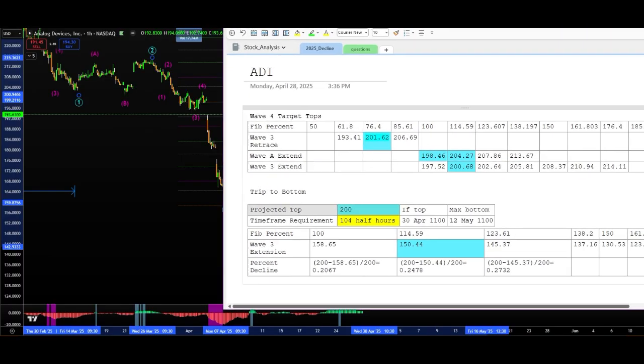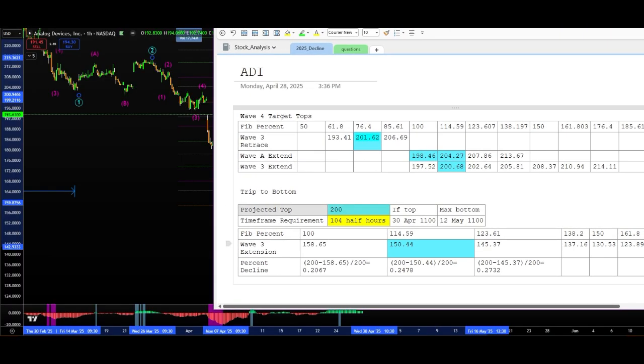What does that look like? Once again, if we at least drop from our high of 200 back down to our wave 3 bottom, that would be 158. We're looking at a 20% drop. Now that might seem like a lot, especially in a constrained time, but we've done it before, and just like I showed with Apple, it's easily possible to do again.